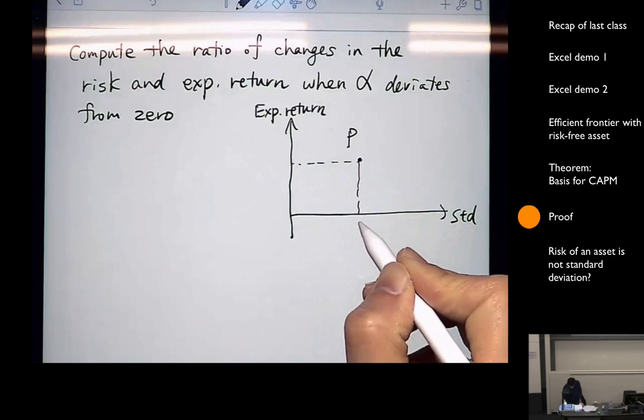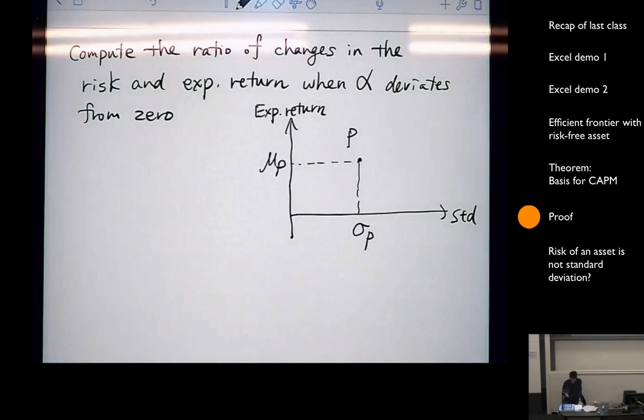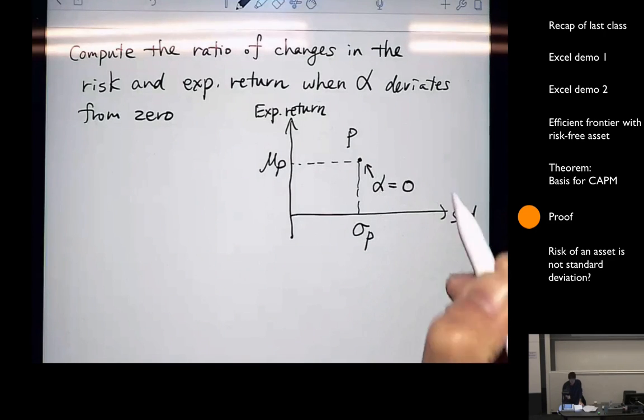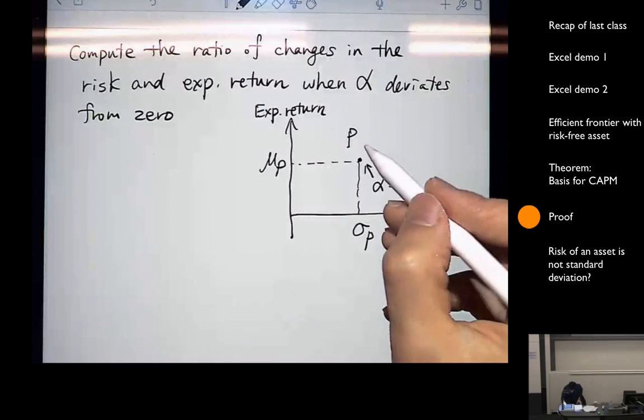Risk is denoted as sigma p. Expected return is denoted as mu p. When alpha is exactly 0, you have this tangency portfolio of these 4 companies, GSK, BP, Unilever, and Rolls-Royce.